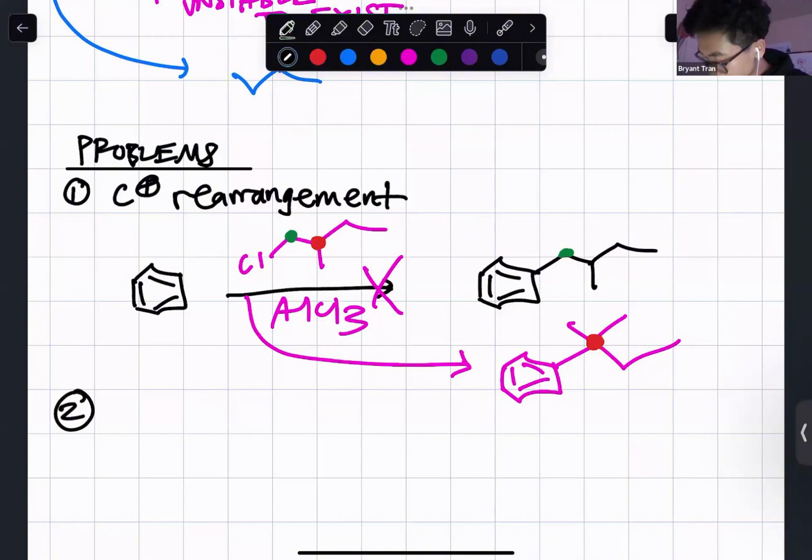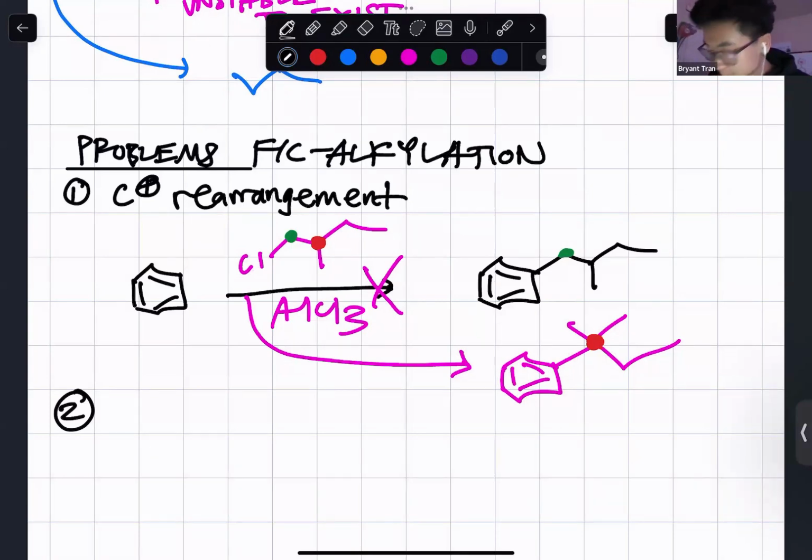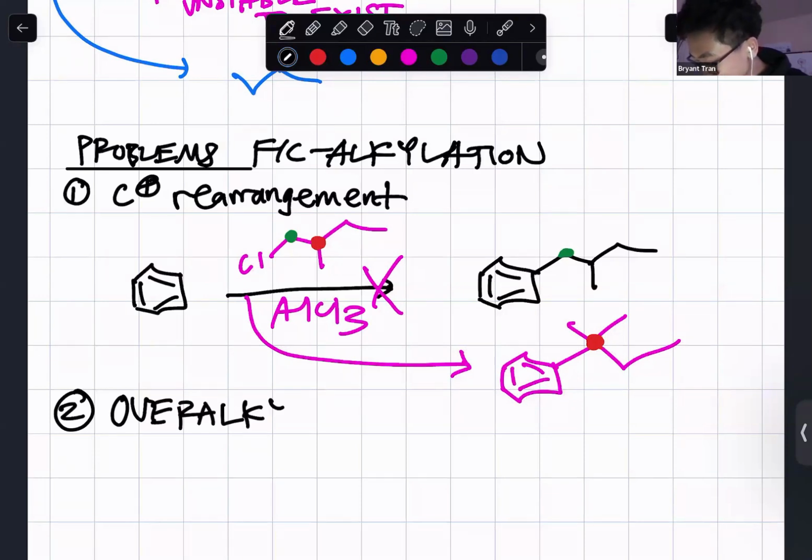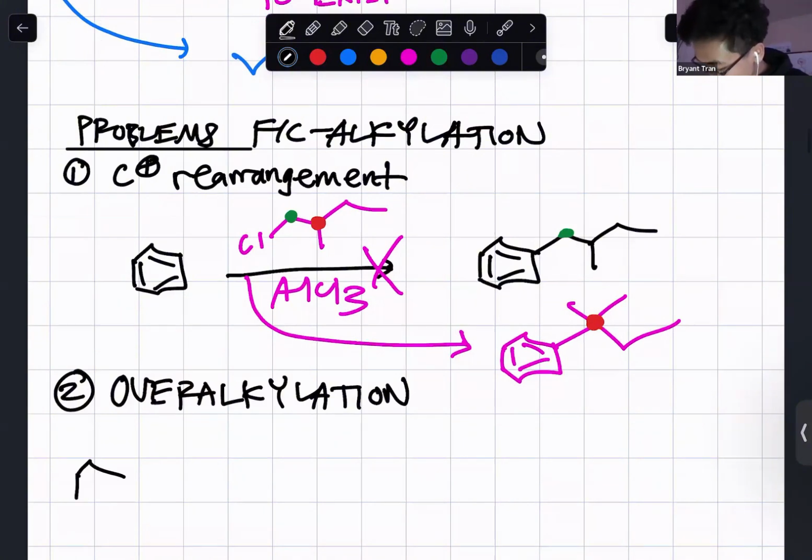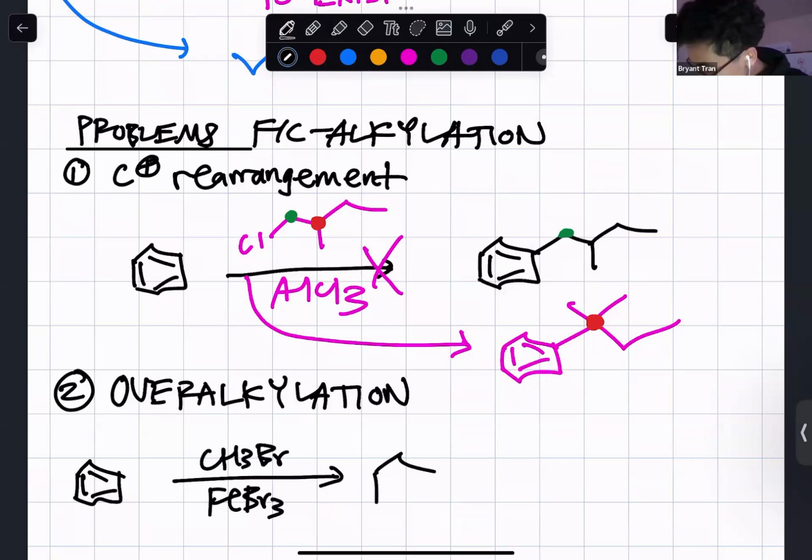The other big problem for Friedel-Crafts alkylation, and this is going to be more likely for a vocab section question, is over-alkylation. And this is going to segue into the EDG, EWG, ortho-para director, meta director. So let's say we have CH3Br, FeBr3. We're going to add that methyl group to that benzene right there.